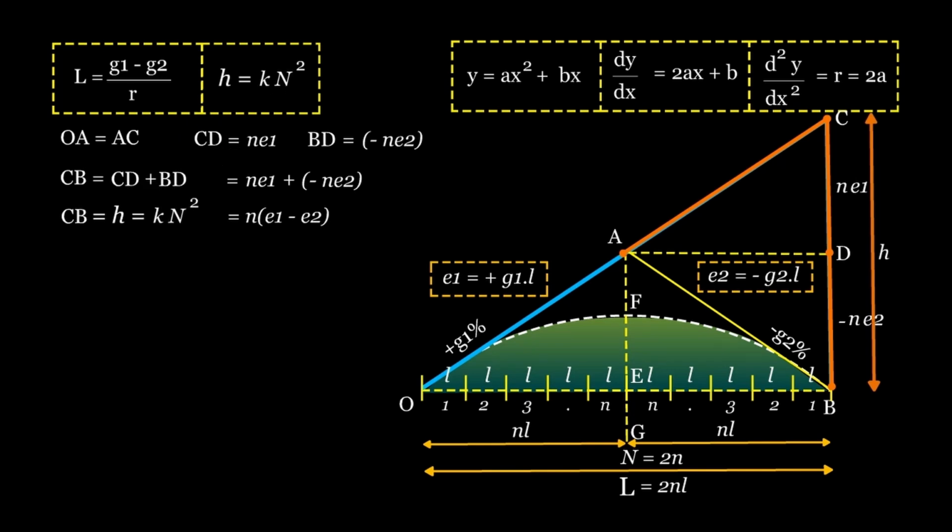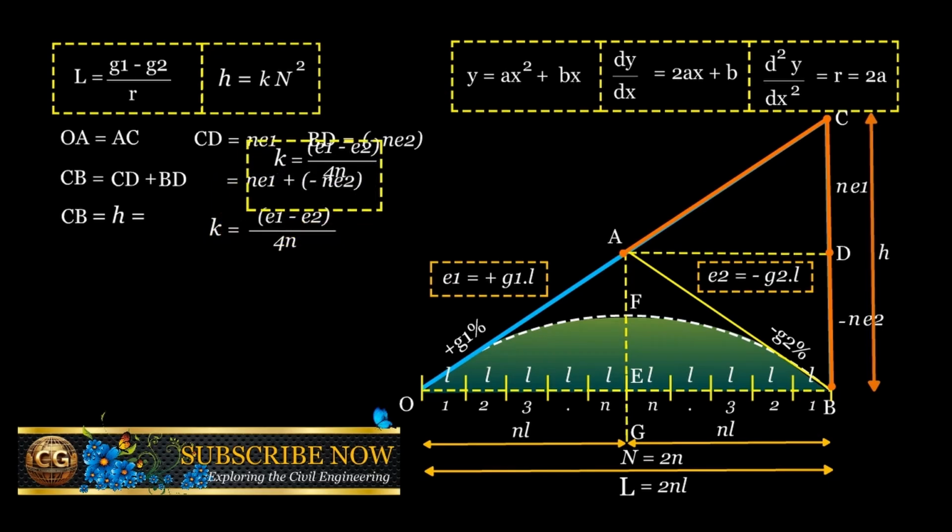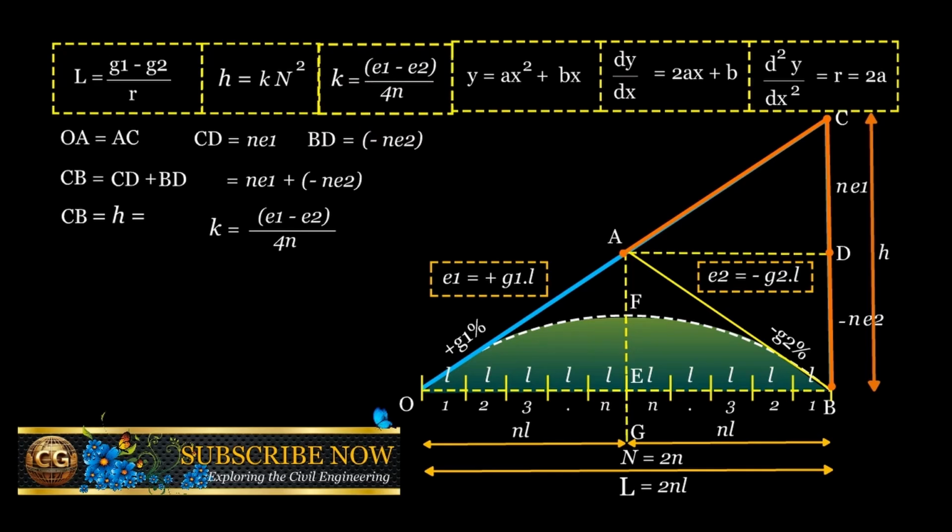We already knew that H equals Kn square. Here, N equals 2n. That means KN square equals K into (2n) square, that is 4Kn square. Finally, CB equals 4Kn square, that is equal to n into (e1 minus e2). Now K equals n (e1 minus e2) divided by 4n square. Here, the n gets cancelled. So finally, K equals (e1 minus e2) divided by 4n. In the above equation, proper care for signs must be taken while substituting the numerical values of e1 and e2.